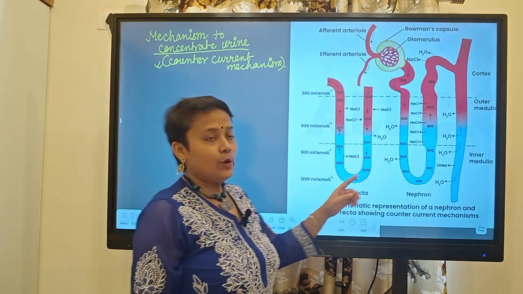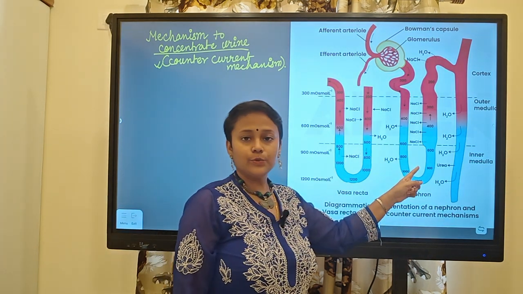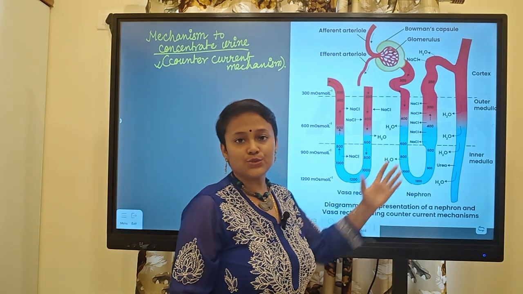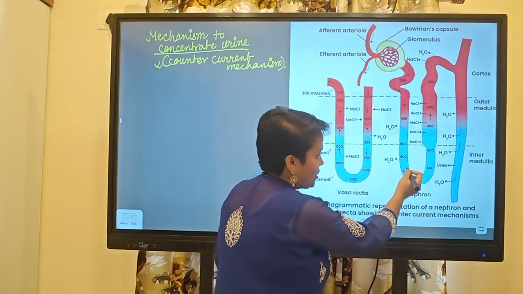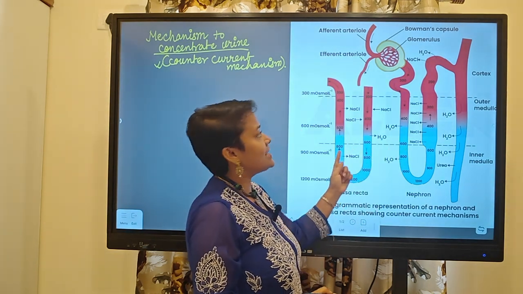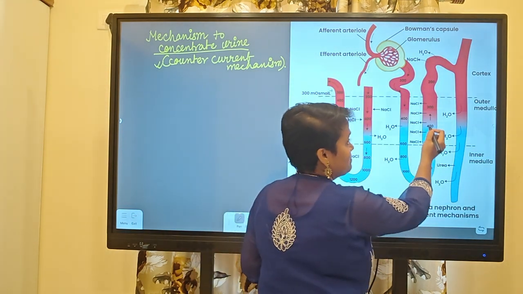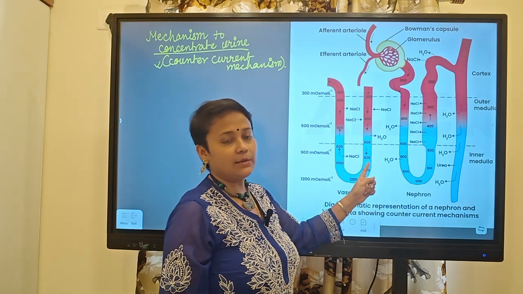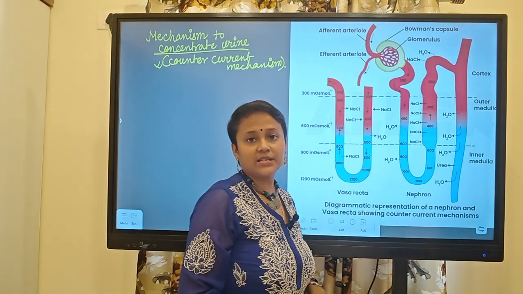Now, why is it called counter current mechanism? Because the flow in the vasa recta and Henle's loop is in the opposite direction and they are closely associated. That means the descending limb of Henle is very closely attached to the ascending limb of vasa recta, and the ascending limb of Henle is closely associated with the descending limb of vasa recta, and the flow is in the opposite direction.